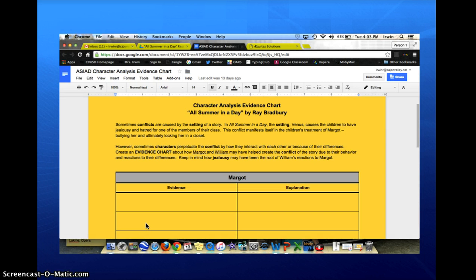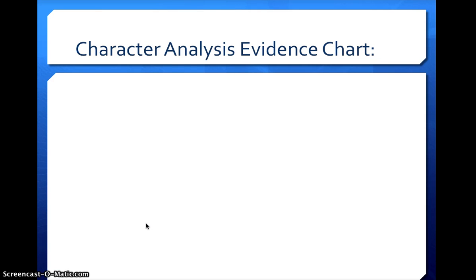In a few minutes, you will be working on an assignment in Google Classroom where you will gather evidence about the actions of two characters, Margot and William, and will explain how those examples show how each of these characters made the conflict worse. Yes, it will be yellow. Let me get you started with Margot.